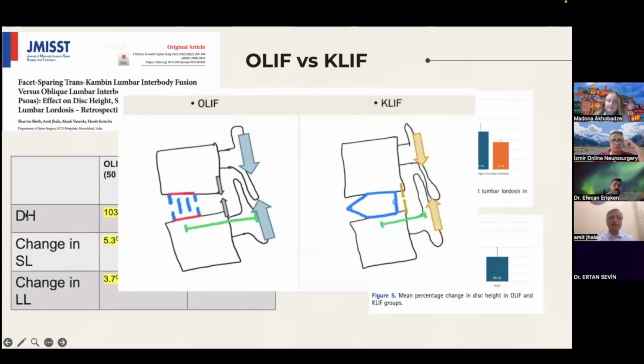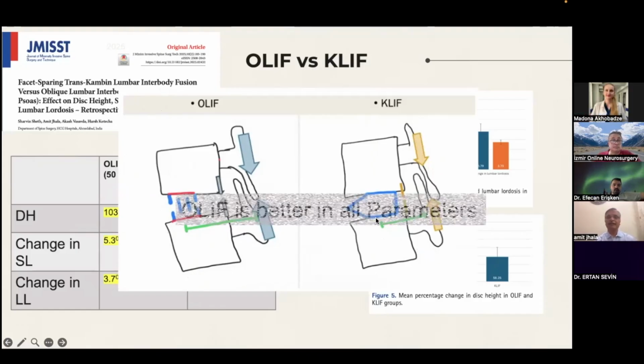And why so? This is very much biomechanical. You can put the cage anteriorly in an OLIF, and then you can compress and get a good amount of segmental lordosis. Well, the same thing is not possible there. So OLIF is better in all the parameters.